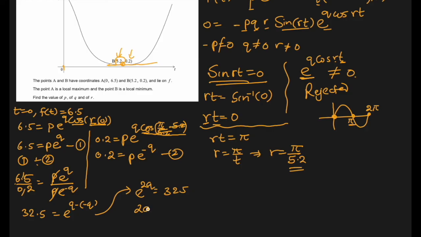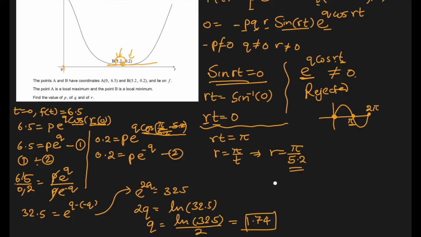32.5. 2q equal to natural log 32.5, and that gives us q equal to natural log 32.5 divided by 2. Let's see what it is. Natural log 32.5 divided by 2 is 1.7406. So we can write 1.74. This is q.